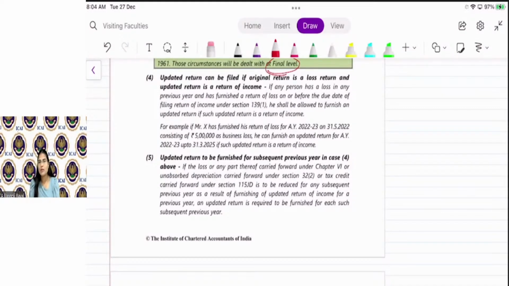Now, say for example, for one particular year, you have filed the updated return, and because of updated return, your carry forward losses will get reduced. Then for subsequent year also you have to file updated return. Why? Because say for example, on the basis of my original return, I am eligible to carry forward the business loss of 1 lakh. Now, because of updated return, I am eligible to carry forward the business loss of 60,000 only. So for subsequent year, that loss is brought forward loss. So for subsequent years also, I have to update return of income. Clear, everyone?